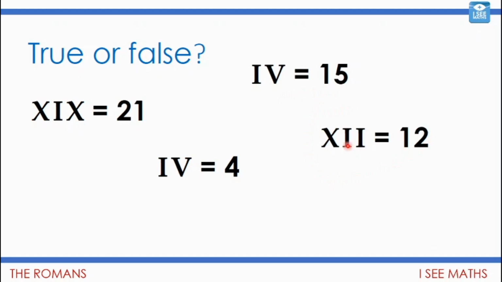Now this 12 is correct because it's 10 and 2. I can see why you might think that one's 21 if you think 10, 20, 21. But when that I is before an X, it's actually subtracting. So this one is our 19.